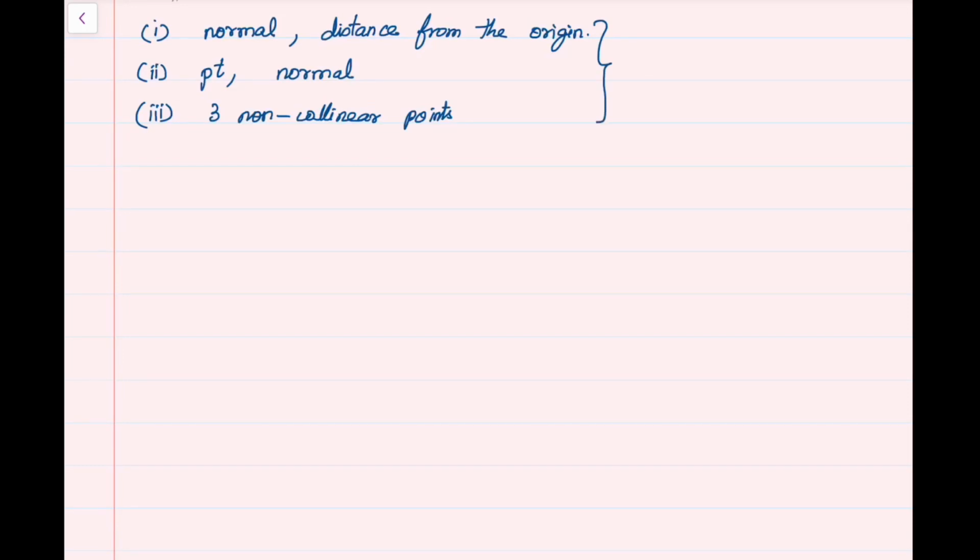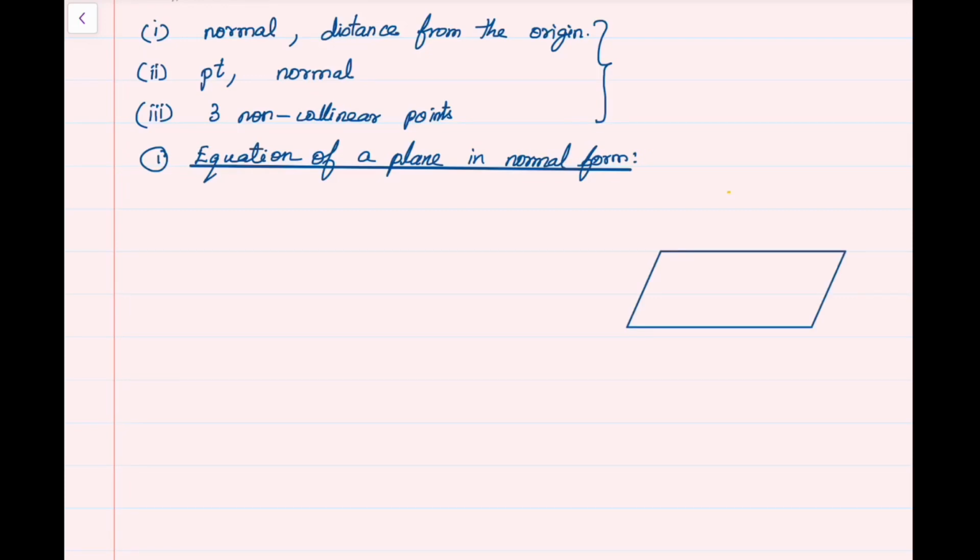Let us see the formulae of planes in these three cases. Let us see the first case, equation of a plane in normal form. Let us consider a plane. Let O be the origin. Draw a perpendicular OL to the plane, and P be an arbitrary point on the plane, whose position vector is vector r. So vector OP is vector r.